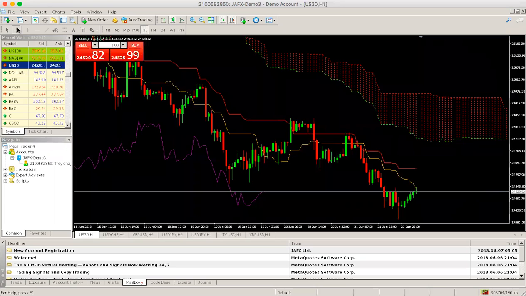I'll call out the pairs we got again. We got USD CHF for a sale, AUD CAD for a potential buy. We got AUD CHF for a sale. We got CAD CHF for a sale. We got GBP AUD for a buy. We got GBP CAD for a buy. And that's about it, man.